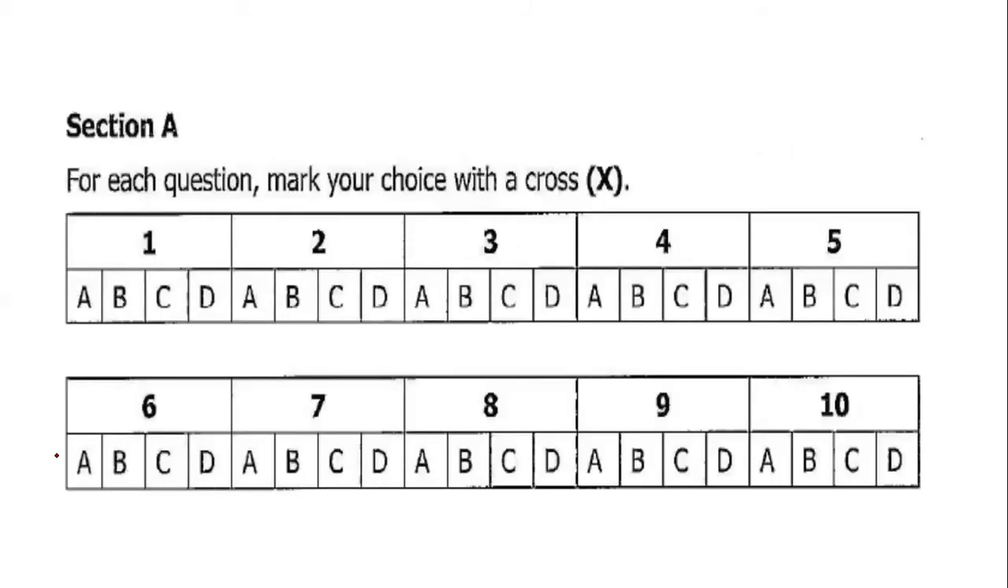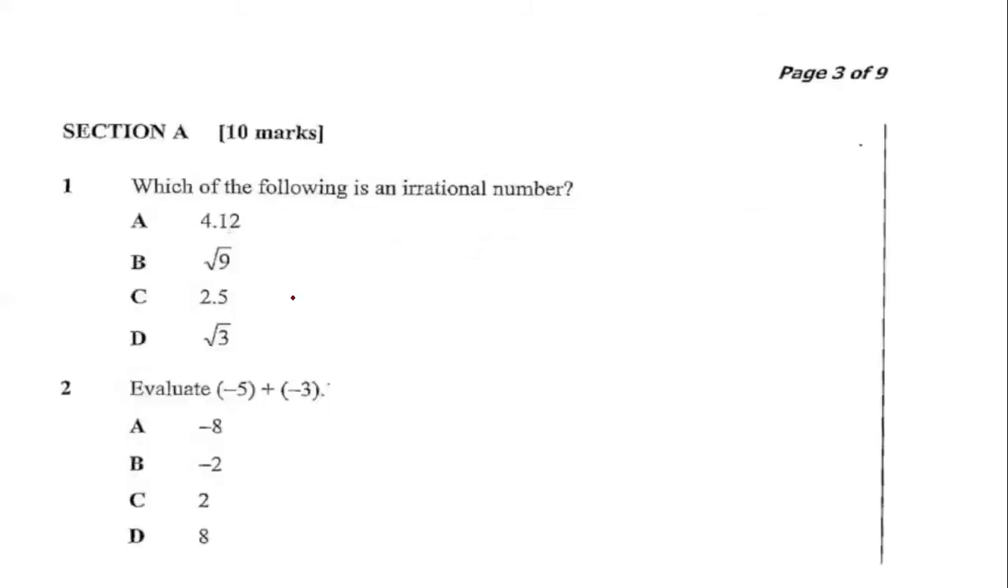So section A, this is where you are going to write your answers, okay? So you are supposed to choose out of the 4 choices that you are given. After solving, you are going to write the final answer by indicating with an X, as I'll show at the end of the video. All right, so let's begin.